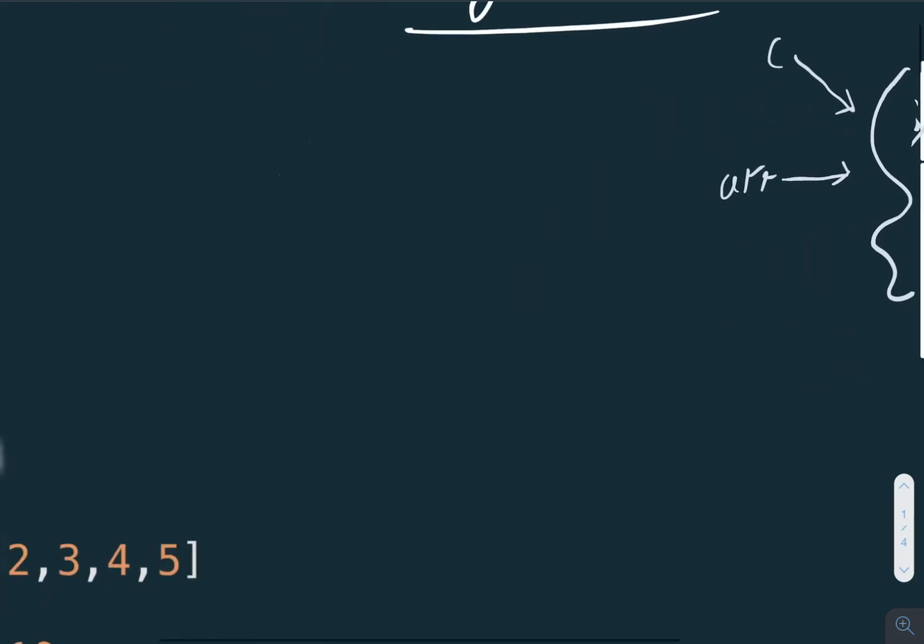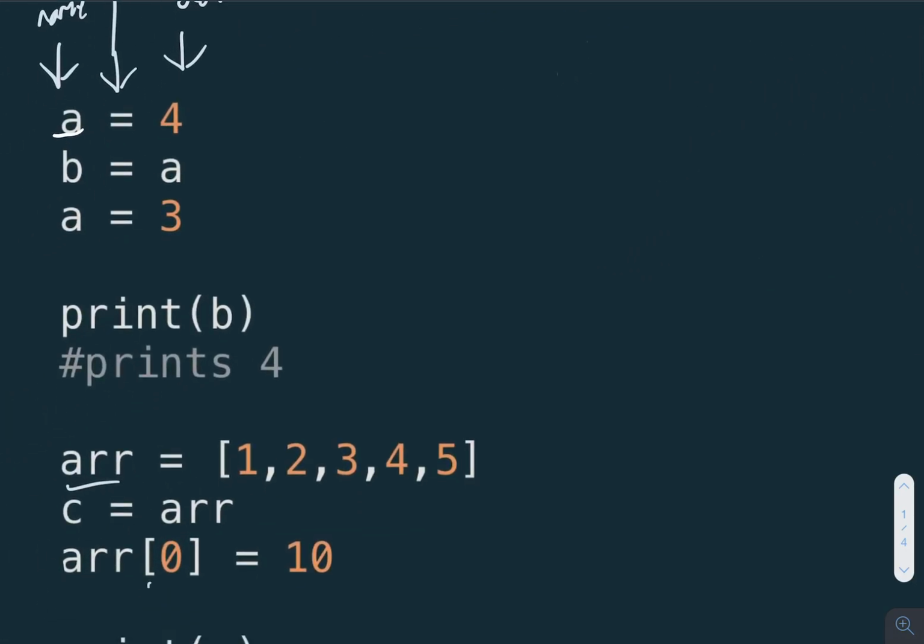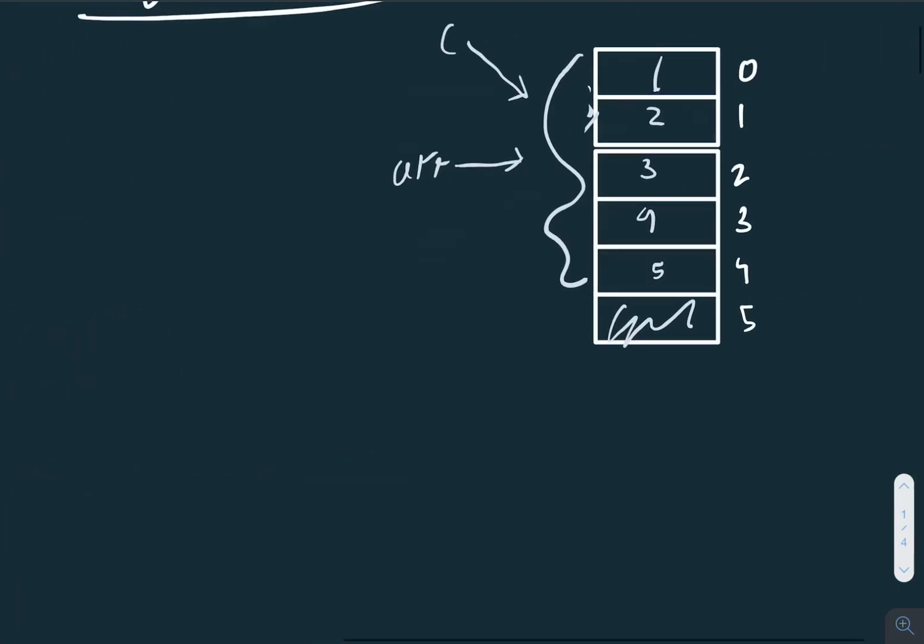Now if I change a singular value by using its index, and we'll talk more about this later, but we use the index, we change the first value to 10. Okay. And what's going to happen is that both C and R are going to undergo that change. Both of them are going to be changed. If you print their value, you will get this array right here for both of them. So that's the difference between mutable and immutable types. Very important distinction to make.